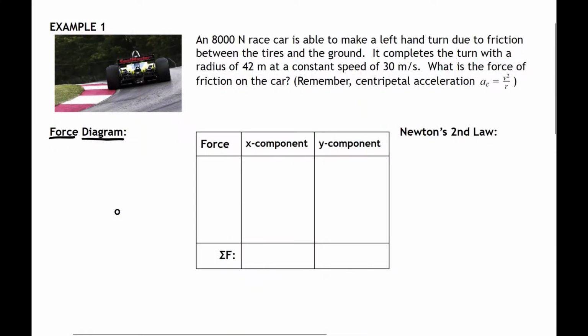The problem tells us that the race car has a weight of 8,000 newtons. That means there's a force of gravity downwards by the earth on the car. And that force is 8,000 newtons down, so negative. Then there's a normal force up by the road on the car.